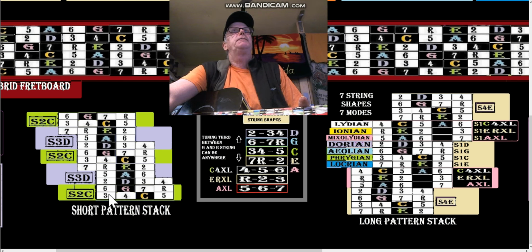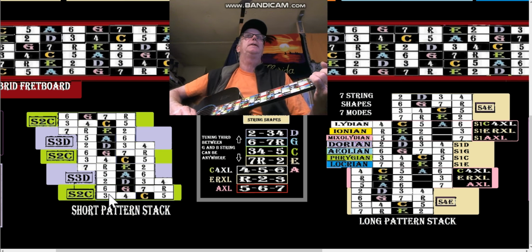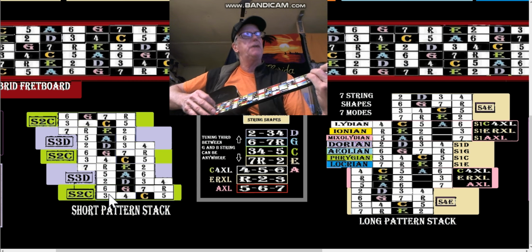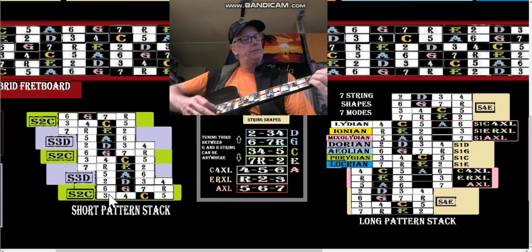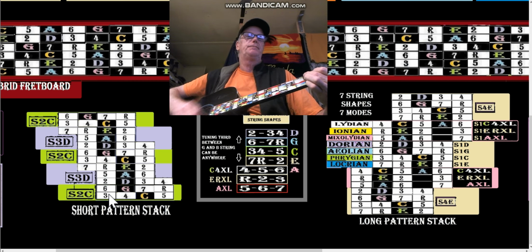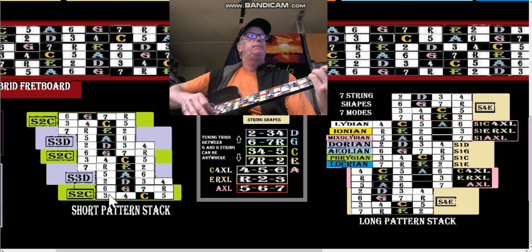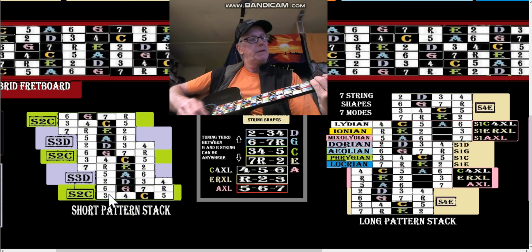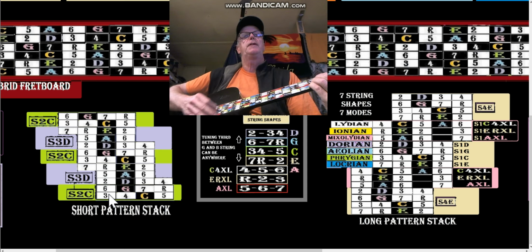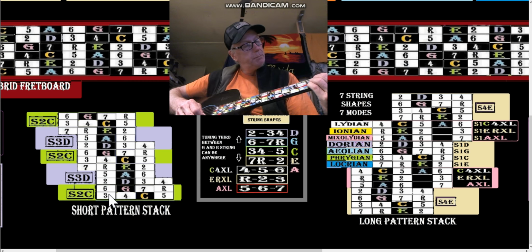You think about it. If we start on the C pattern, the 4th of C is F, the 4th of F is B flat, the 4th of B flat is E flat, the 4th of E flat is A flat, right? I thought we did that already. And then D flat, then G flat, then we have to go to B.